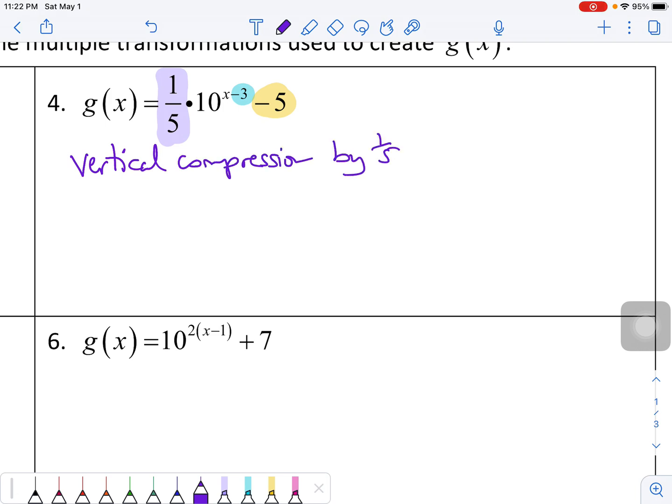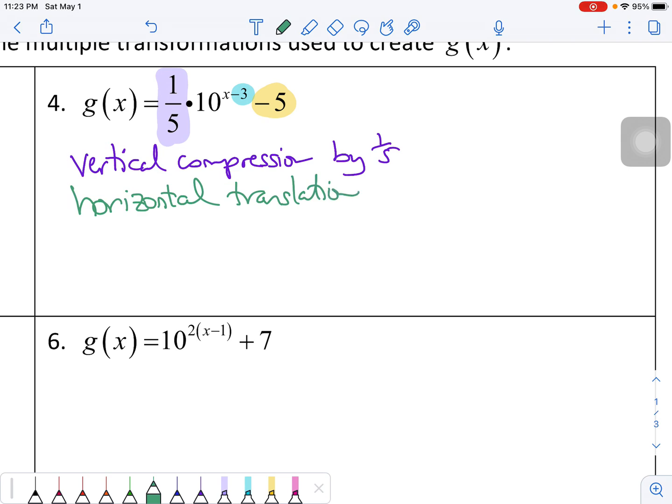by 1/5. We're going to make this graph 1/5 as tall, or 1/5 as far away from the x-axis. So it's going to get kind of squished. Let's see. We've got an x minus 3 here. We actually just talked about that one. That is a horizontal translation, and that's going to be to the right 3 units.